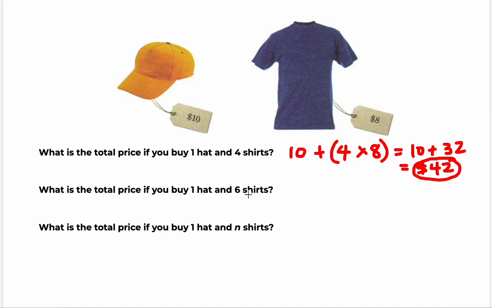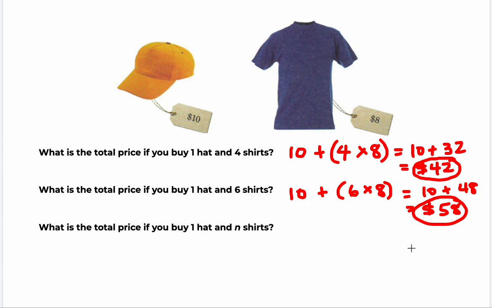What is the total price if you buy one hat and 6 shirts? Well, again, one hat is $10. We're going to add it to the total price of our shirts. Each shirt is $8. We're going to pay that price 6 times, so we multiply 8 by 6. We get 10 plus 6 times 8, which is 48. So that total is $58.